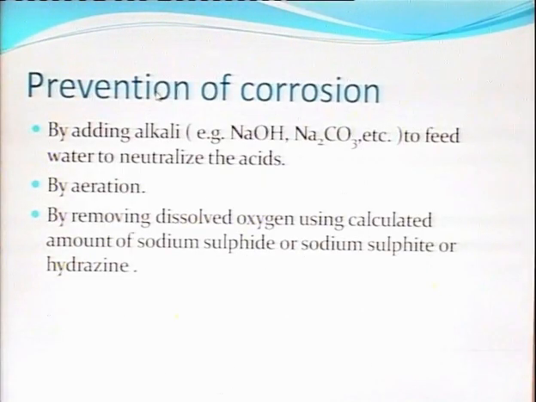Now, how can we prevent corrosion? It can be prevented either by adding alkalis, for example, sodium hydroxide, sodium carbonate, etc., to the feed water. What these alkalis do is neutralize the various acids which are present in water. Or by aeration. Now, this aeration generally removes the dissolved oxygen. This dissolved oxygen can also be removed by adding calculated amounts of sodium sulphide or hydrazine.